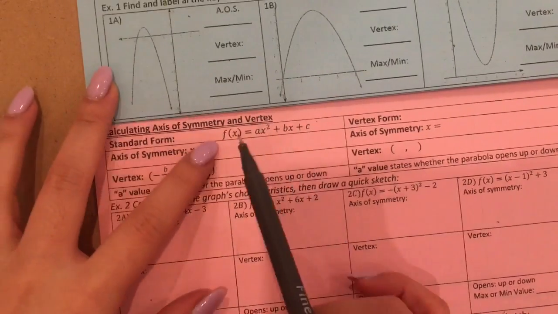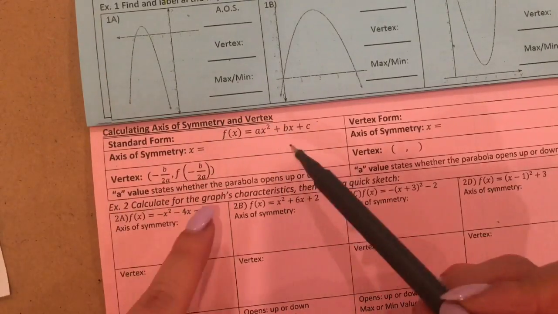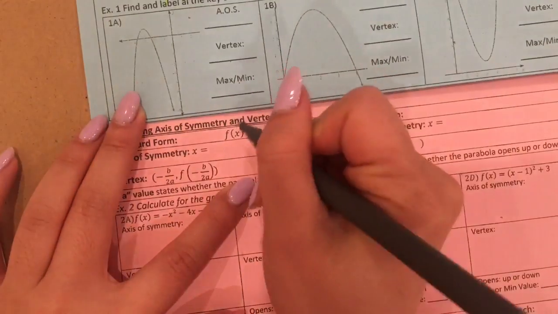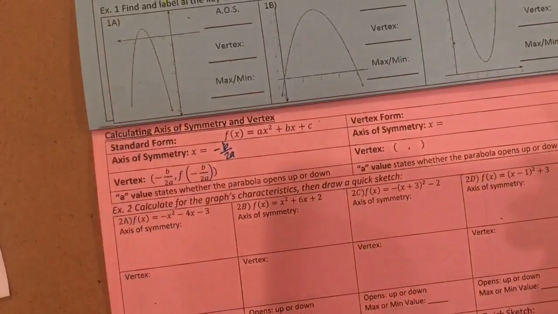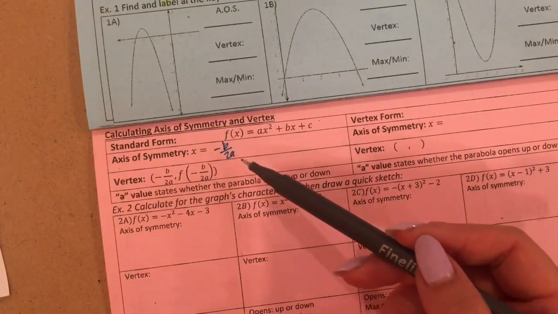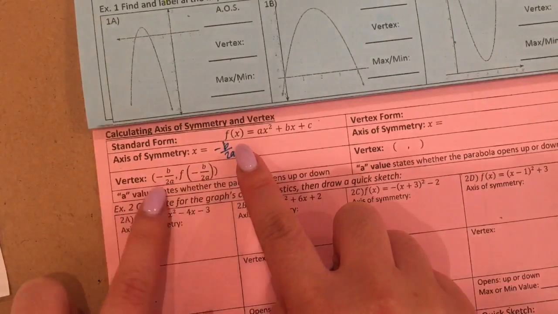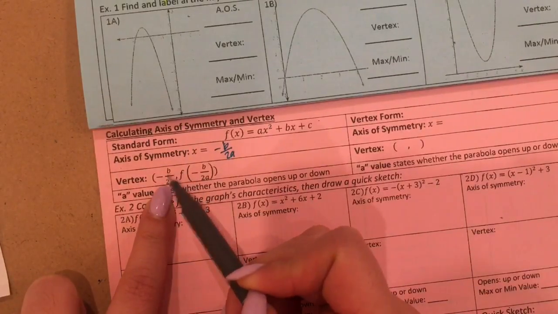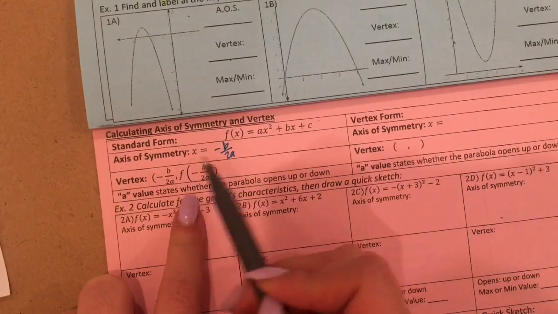So we know that standard form is f of x equals ax squared plus bx plus c. When we have standard form, the way that we find the axis of symmetry is to plug values into negative b over 2a. You plug it into this, and this gives you the equation for your axis of symmetry. For the vertex, as we know, the axis of symmetry has the same x value as the vertex. Once you find what the x value is, you plug it back into your equation, and then you solve for y. This will give you the y value.